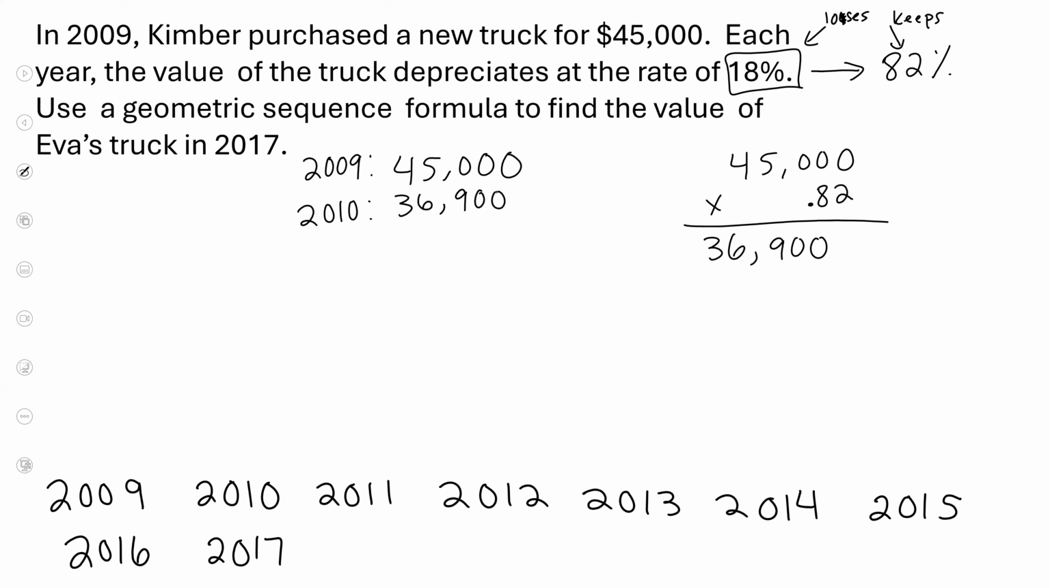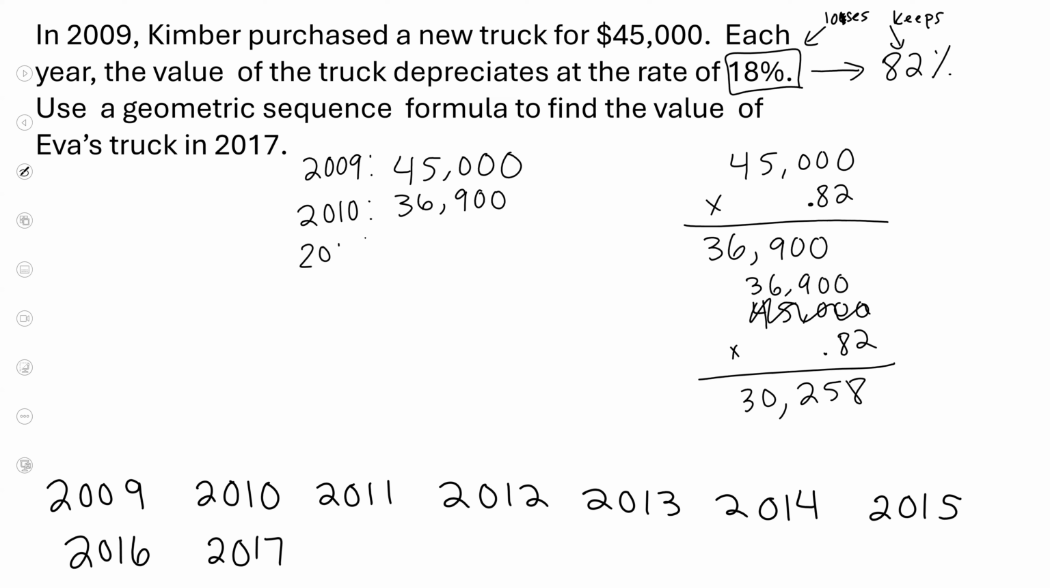Okay? Let's see how much it's worth in the third year. Multiply it by 36,900. That's the new value. We're going to multiply it by 0.82. That's 30,258. So in 2011, the truck is now worth 30,258. Okay, so this is the value of the truck, and it's depreciating.